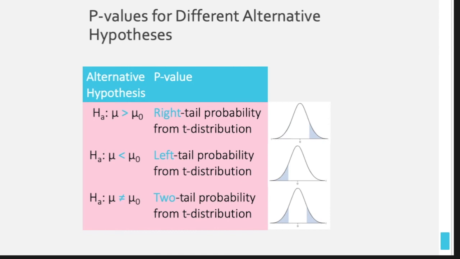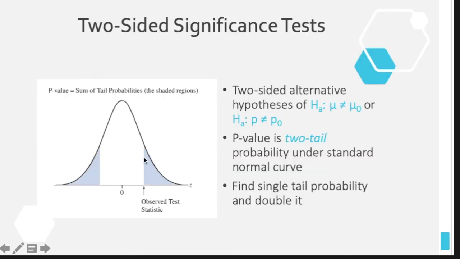But the calculator does all this work for you. It decides which way to shade, and then if you need to double, and all that stuff. So if you're using the calculator, you don't have to worry about this so much. But at the same time, we want to know where our calculator is getting this information from. And so that's why it's good to know what's happening on the calculator. So again, two-tailed significance test, just take one of the tails and double that area. And that happens anytime we have a not equal to. So not equal to could be more than, or it could be less than, and that's why we have the two tails on the not equal to part.